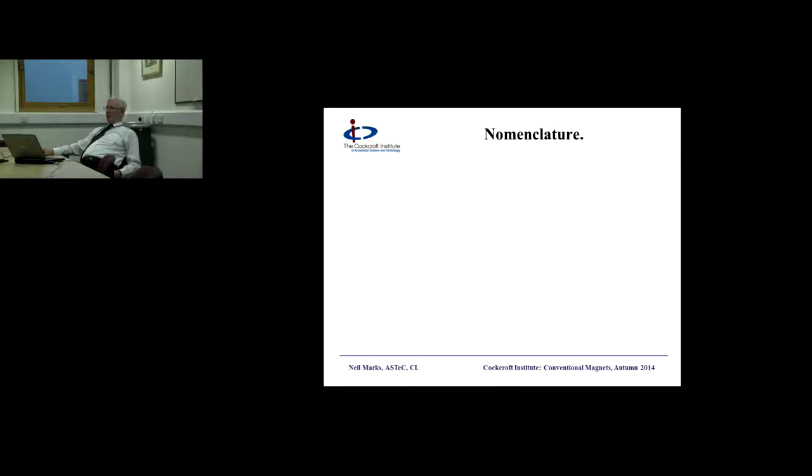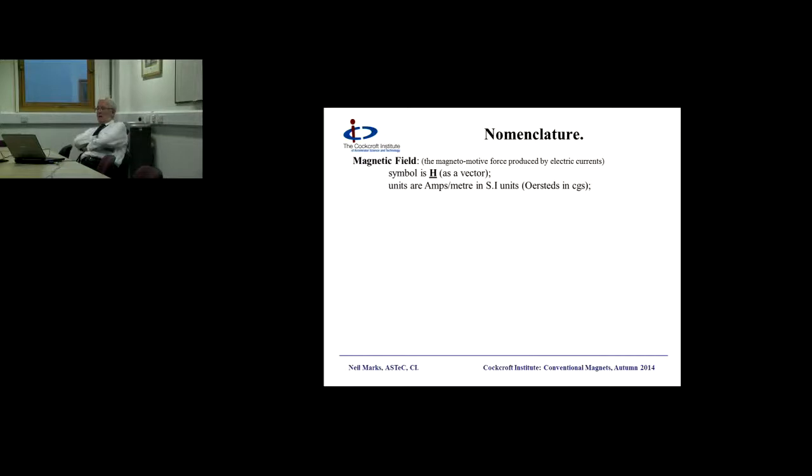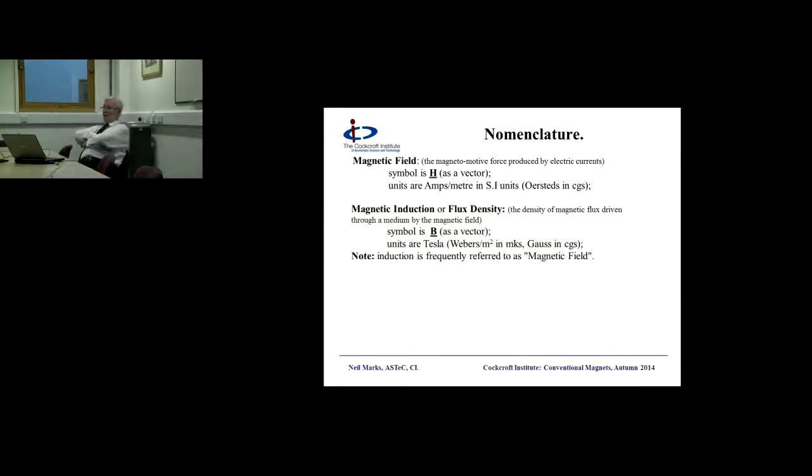The nomenclature, quite important. Magnetic field in the strictly scientific definition, symbol H, units of amps per meter in SI units. The old-fashioned units were Oersteds. And then we have magnetic induction, or flux density. Symbol is B, units are Tesla, otherwise known as webers per square meter.